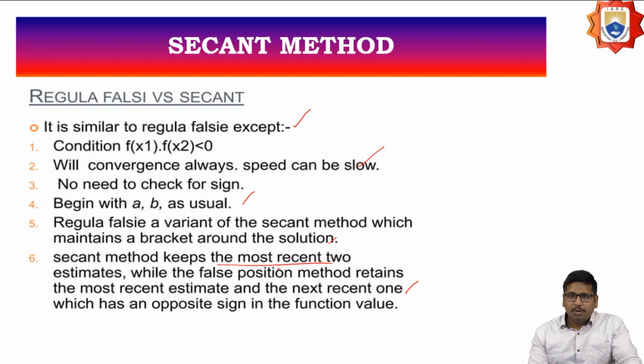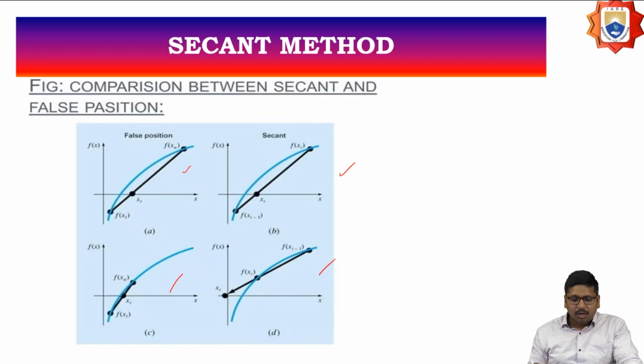This secant method is compared with other methods like regula falsi. When compared to regula falsi, the initial condition is that f of x1 and f of x2 should be less than 0. It can always converge, though the speed can be slow, and there is no need to check for the sign here. Regula falsi is a variant of secant, so it maintains the bracket around the solution. The comparison between the secant and regula falsi is shown in the form of a graph, showing how it differs from the false position method.